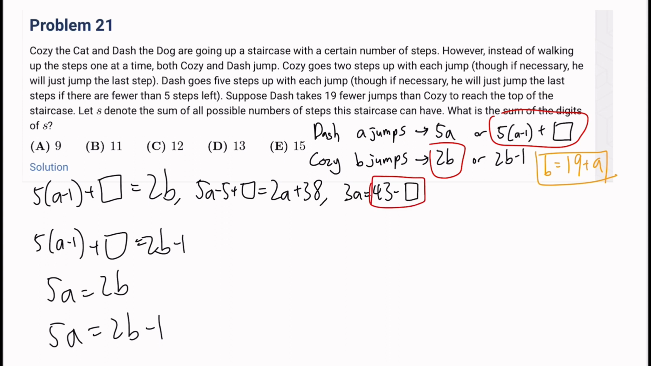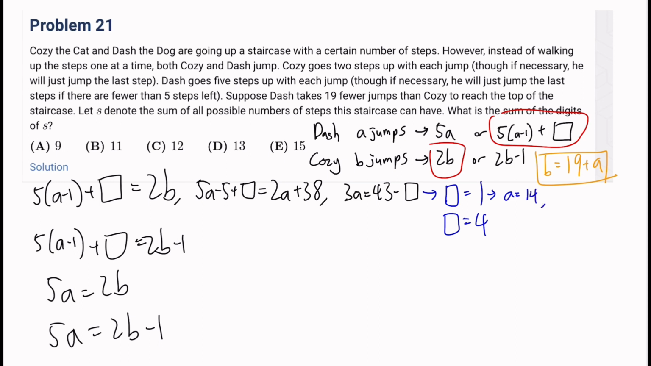And this whole thing has to be a multiple of 3, right? So for that to happen, the something can be 1 to make this whole thing 42, or this can be 4 to make this whole thing 39, and they are both multiples of 3, so they both work. And so if the something is 1, then 3A equals 42, so A equals 14.